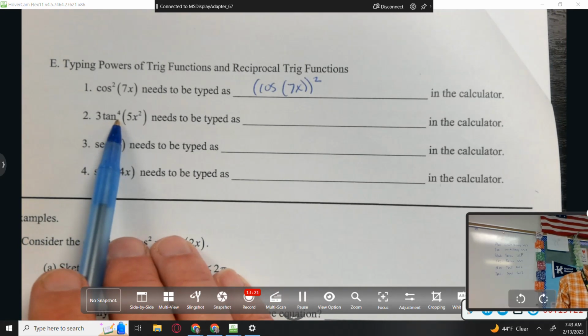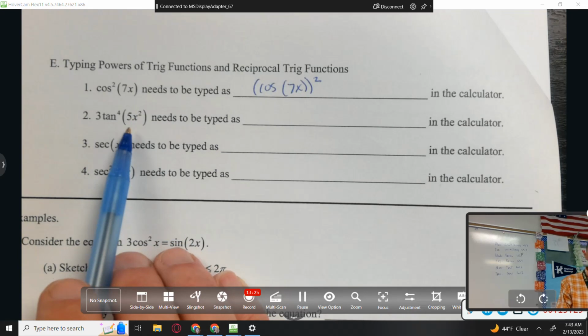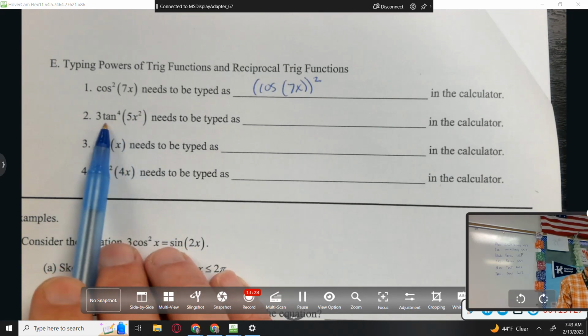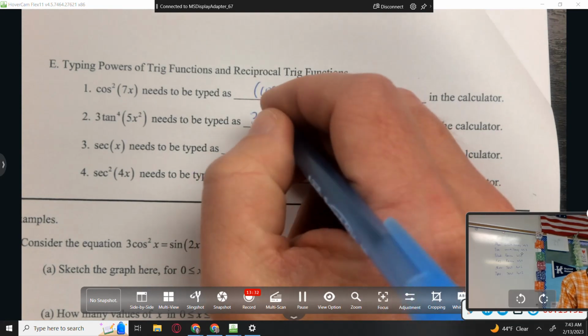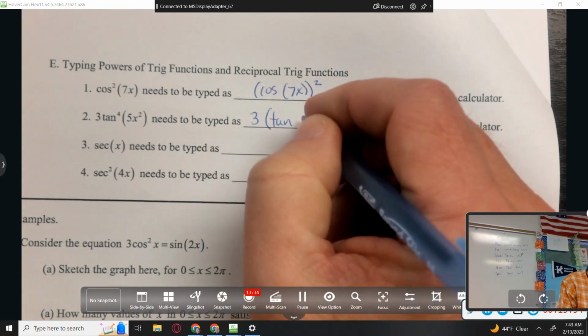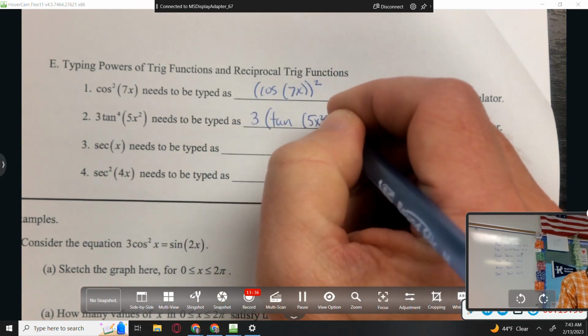How about that next one? What's getting the fourth? Well, the tangent is, but not the 3. So be careful. We don't want to fourth the 3. We do want to fourth the tangent of 5x squared.